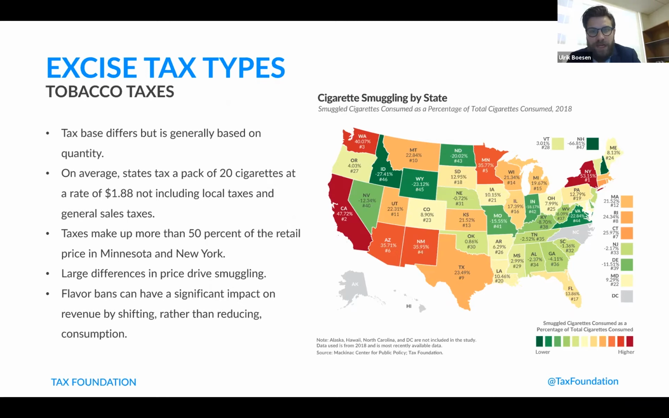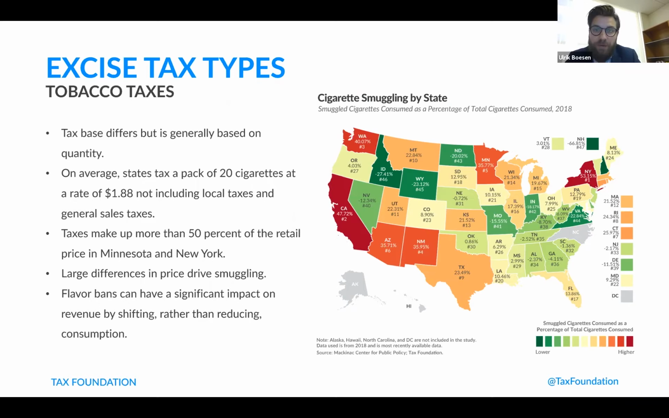This variance in tax levels impacts consumer behavior a lot more than any other excise good. So I've included a map here that shows cigarette smuggling by state. And what we can see is that large price discrepancies, which is a result of large tax discrepancies, result in significant inflow and outflow. So states with low taxes that are surrounded by states with high taxes are going to see a lot of outflow.